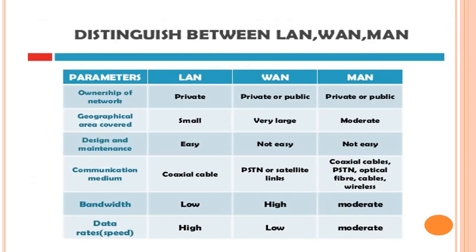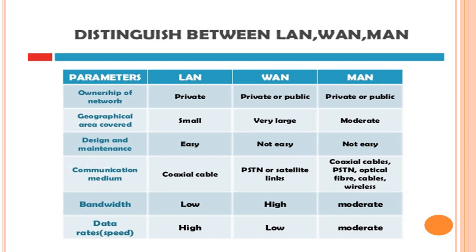Let us also have a look at the difference between LAN, WAN and MAN. So here the ownership of LAN is private. WAN and MAN on the other hand can be private or public. The next point is geographical area. This is basically the point on which they are categorized. So LAN has small geographical area, WAN has very large geographical area, and MAN has moderate geographical area. MAN is in between LAN and WAN.